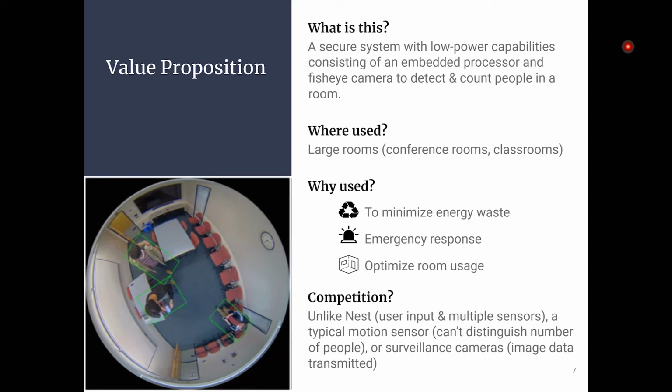The competition for this product: one can say it's like the Nest, where machine learning is used to control the temperature in buildings and rooms. However, that's not the extent of capabilities that we need. There's also the typical motion sensor, however, that doesn't determine the number of people. In addition, we do have surveillance cameras, but as mentioned before, we would need multiple surveillance cameras, and there's a lot of image data that is transmitted.